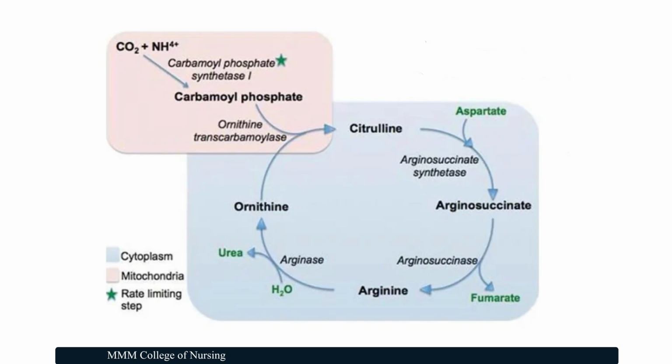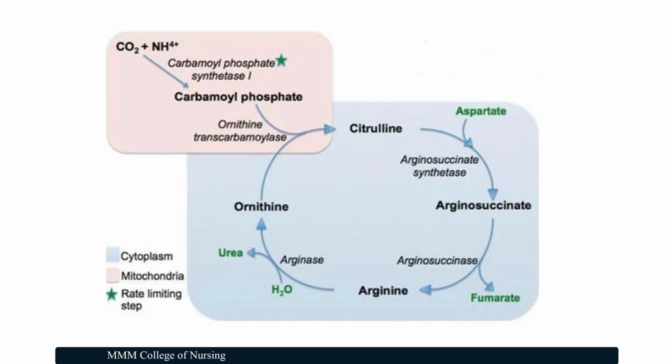As you can see on this slide, here is a complete diagram of the urea cycle and its 5 steps. Step 1 is formation of carbamyl phosphate, step 2 is formation of citrulline, step 3 is synthesis of arginosuccinate, step 4 is cleavage of arginosuccinate, and step 5 is formation of urea.